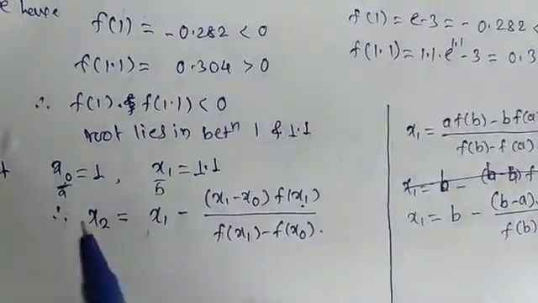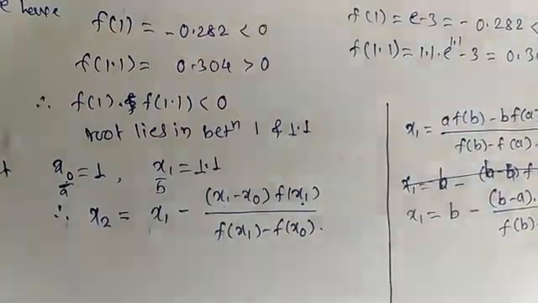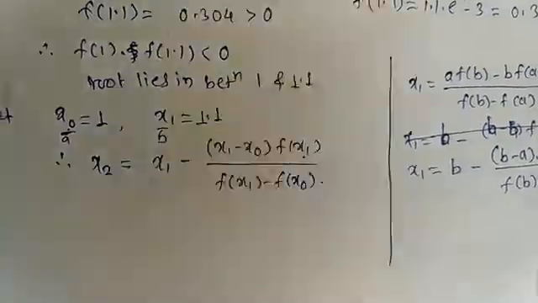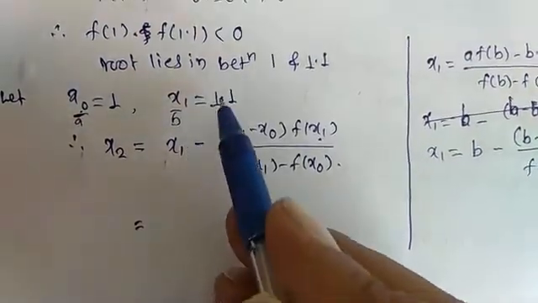So here we have to consider a as x0 and b as x1, and we will go to our next iterations also. We will change the formula. So here the value of x1 is 1.1.